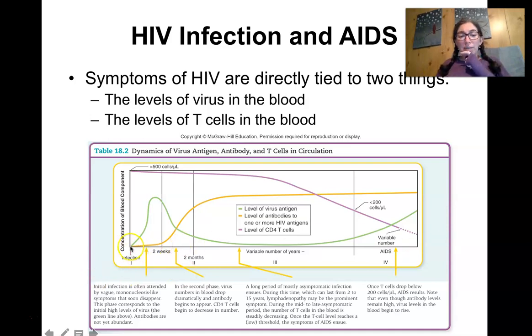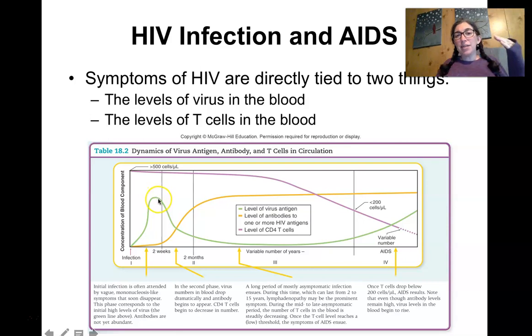So initially, when you're infected, we're going to follow this green line here. The green line shows us the level of antigen, in other words, the level of the virus in the blood. Over the first couple of weeks after infection, the virus starts infecting white blood cells. It really likes T cells the best. And it will replicate and make lots and lots of copies of itself, and you'll get rising numbers of HIV in the blood.